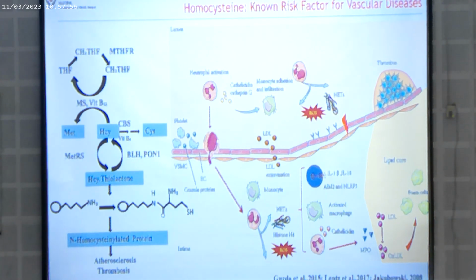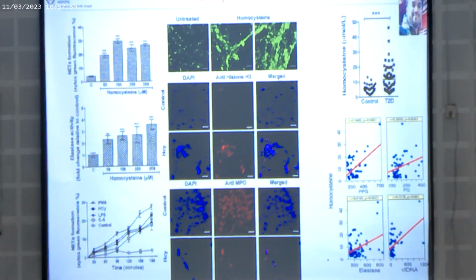So we tested all of these on neutrophils. First we did a time and dose dependent test to see whether homocysteine can induce nets. We showed that yes, homocysteine can induce nets. It is very potent, as other inducers are. It's not like glucose, it is very highly potent in inducing nets. These are confocal images showing netosis. Homocysteine is highly elevated in our diabetes cohort, and it is positively correlated with elastase and cell-free DNA, and with postprandial and fasting glucose levels. So we show there is some association between NETs and homocysteine.